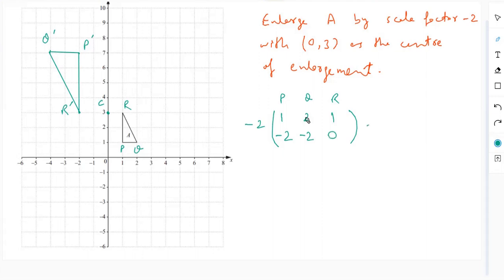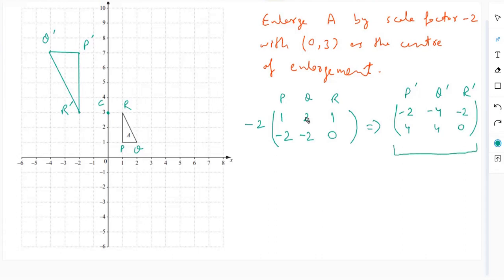Okay, इसको आप मल्टीप्लाई कर दोगे -2 के साथ, आपके पास फाइनल रिजल्ट आ जाएगा. You will get the final result from that. That will be P dash, Q dash, R dash. या आपके पास कोऑर्डिनेट्स आ जाएंगे. -2 को मल्टीप्लाई कर दिया सबके साथ, you get -2, 4, -4 and 4 and then -2 and 0.